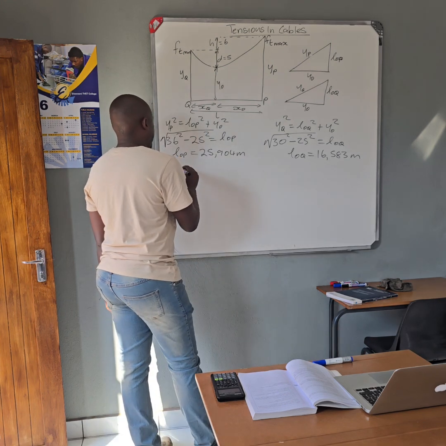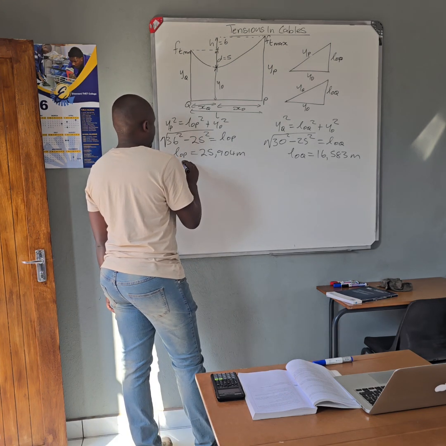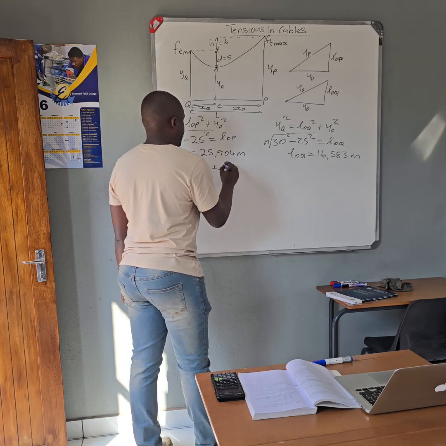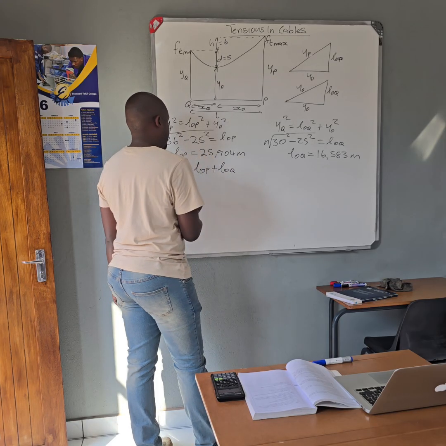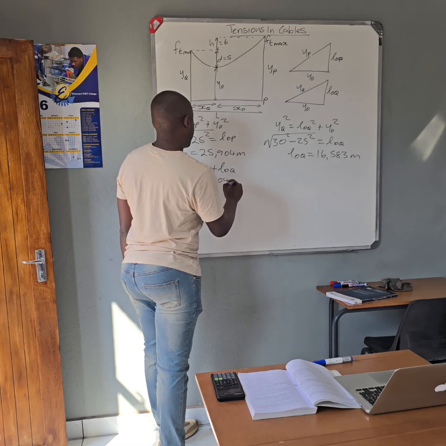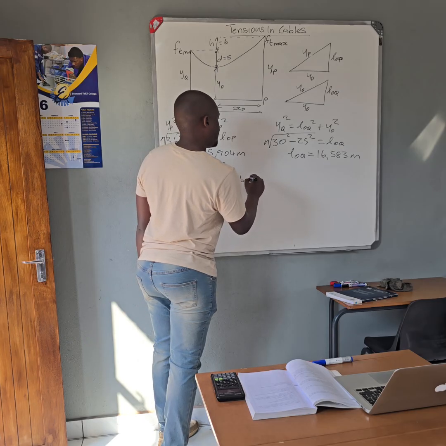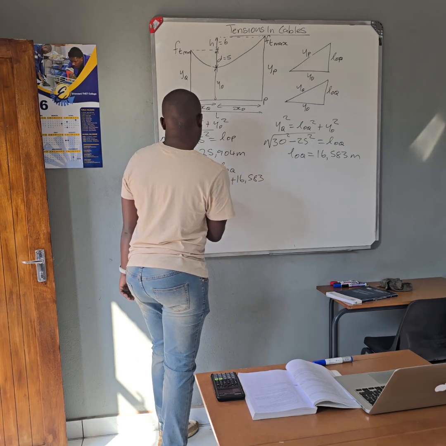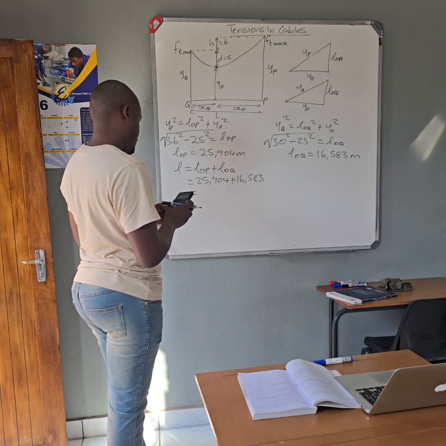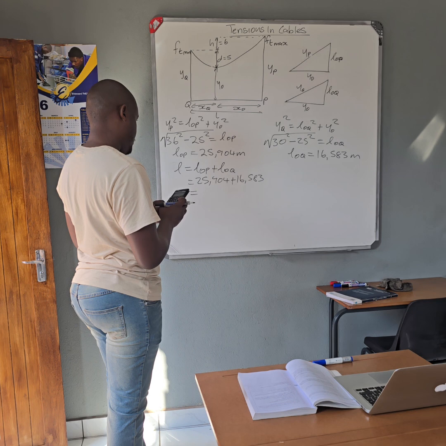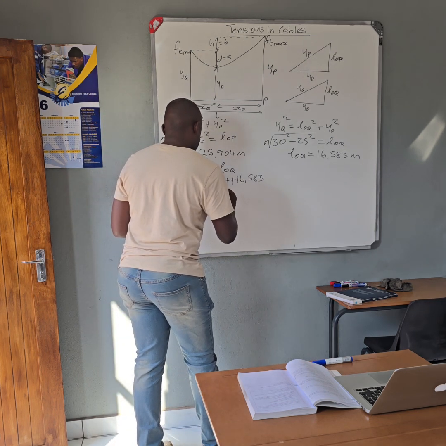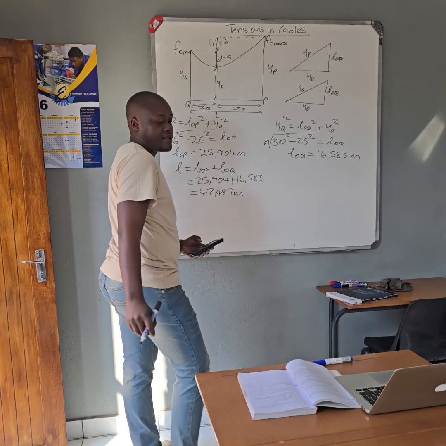Then L is going to be equal to LOP plus LOQ. And here we're getting 25.904 plus 16.583, and you'll get 42.487 meters.